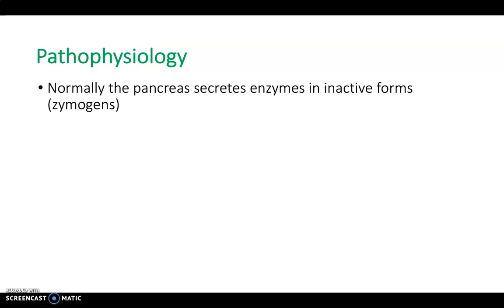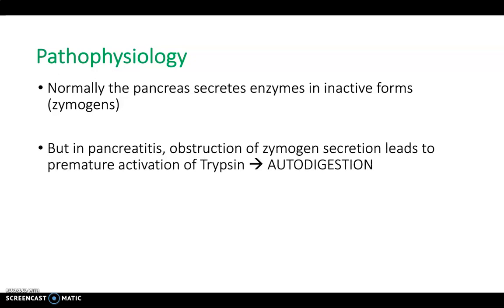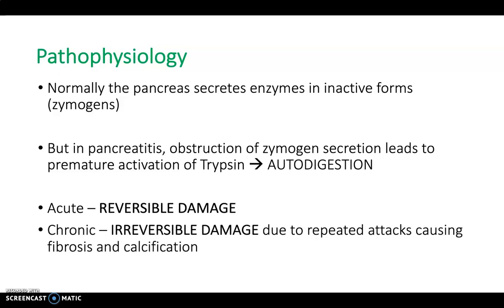So the pathophysiology of pancreatitis. Normally the pancreas secretes enzymes in inactive forms, and these are known as zymogens. But in pancreatitis, you'll get an obstruction of the zymogen secretion, which leads to premature activation of these enzymes, like trypsin. And this can then lead to autodigestion of the pancreas. Now in acute pancreatitis, this damage tends to be reversible, whereas in chronic pancreatitis, this damage is actually irreversible, and that's due to the repeated attacks which cause fibrosis and scarring and calcification.